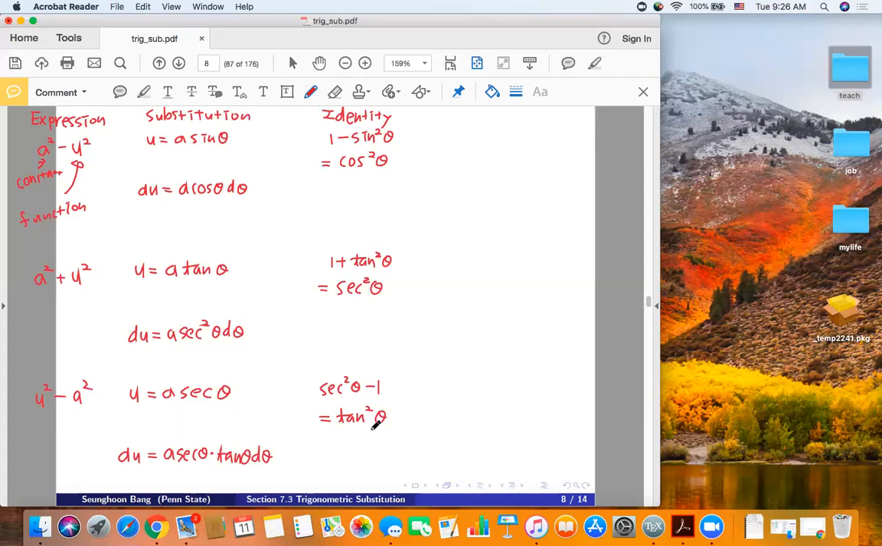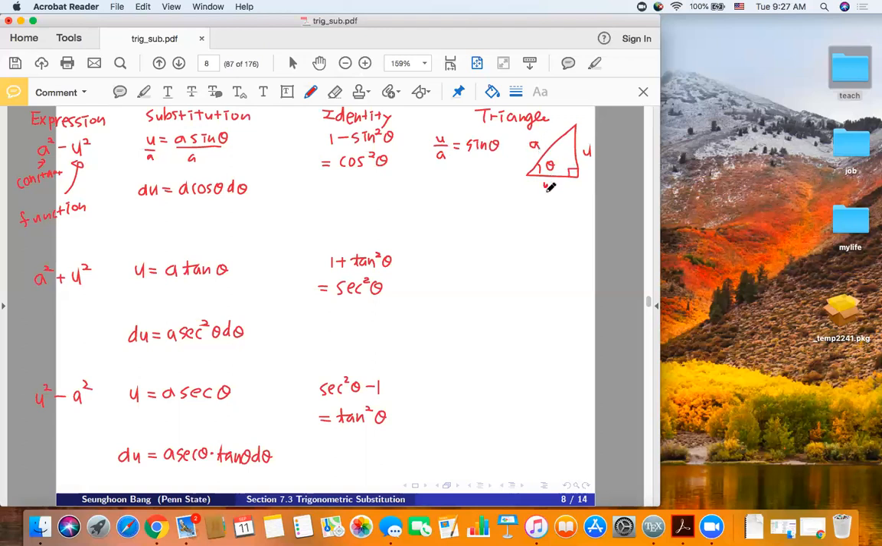The next two, how can we change theta to the x variable? We use a triangle here. This is the idea. Here, you can divide both sides by a. So we have u over a equals sine theta. You can draw a triangle like this. So sine theta is u over a.